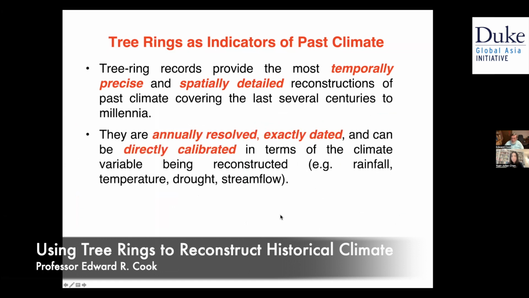They're annually resolved, exactly dated, and can be directly calibrated in terms of the climate variable being reconstructed, whether it be rainfall, temperature, drought, stream flow. And this really sets tree rings in a unique position in paleoclimatology because many of the paleoclimatic records, as good as they are, do not have precisely dated annual resolution. And therefore, it's not easy to directly calibrate them against instrumental climate data.